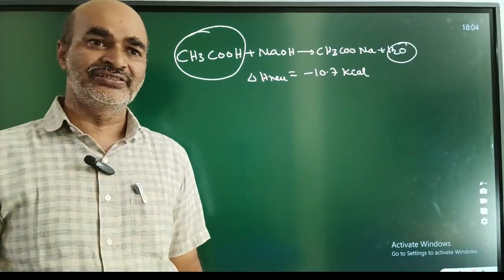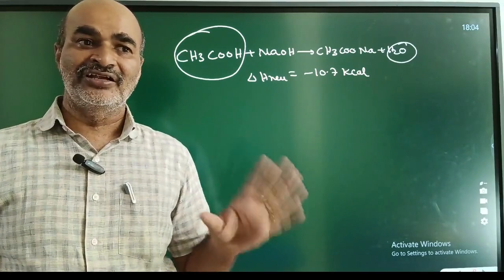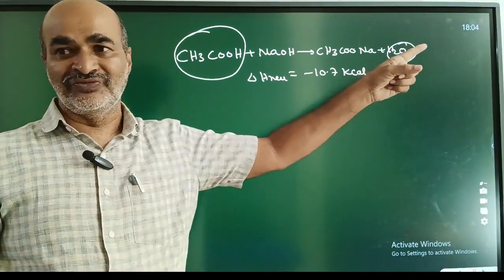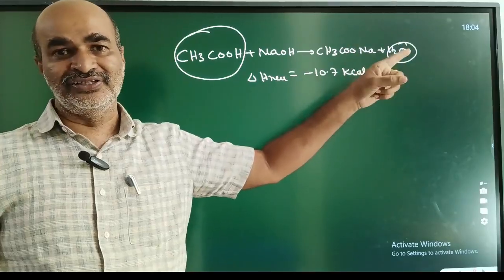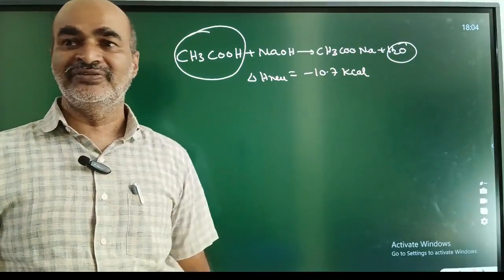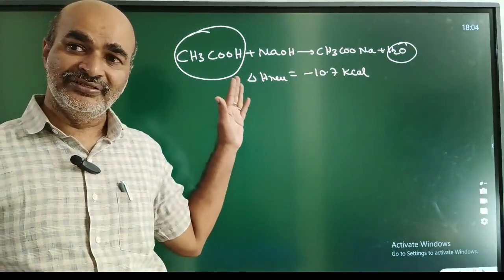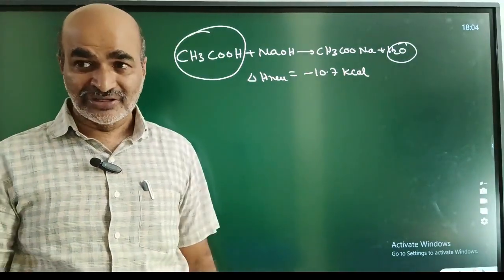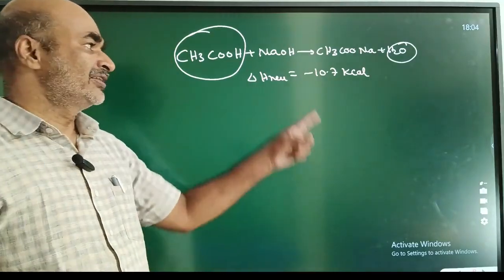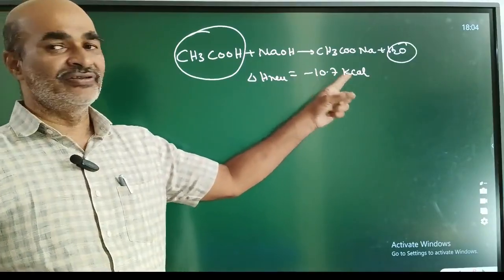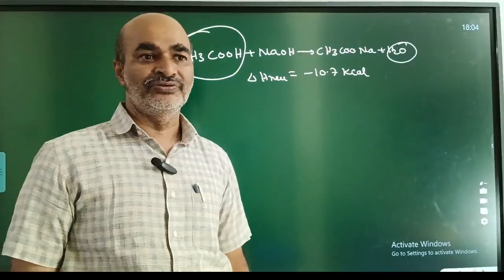Acetic acid is a weak acid. Acetic acid is not completely ionized. If it is not ionized, 1 mole of water is not formed, so the enthalpy of neutralization is less than 13.7. But here acetic acid is completely ionized by consuming some heat energy. That's why the enthalpy of neutralization is 10.7 kilocalories if you take a weak acid or weak base or both.